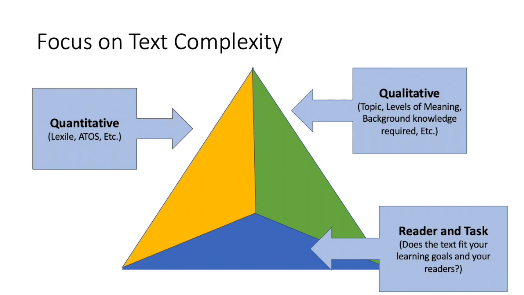And then also just language demands. So, for example, if there's a lot of dialect in a text, or if it's written from another time period when there was a lot of language that we don't use today, those are qualitative features that can make a text more complex. And then finally, there's this issue of reader and task.